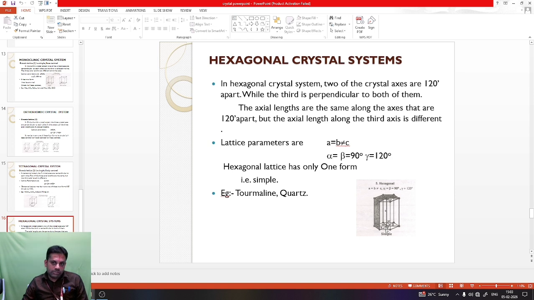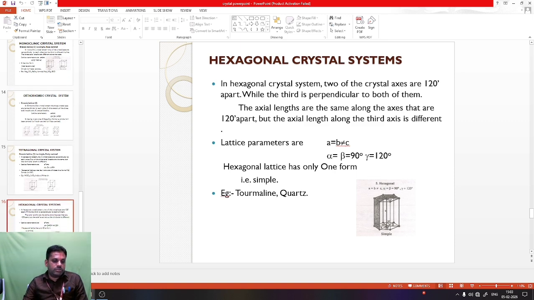So in the hexagonal system, only simple hexagonal is available. Examples are quartz and tourmaline. Quartz crystals are naturally grown and are identified in mines somewhere beneath the earth. So these are crystals which exhibit a hexagonal structure. On the net there are so many crystal images, natural crystals are available, and quartz is also one among them.